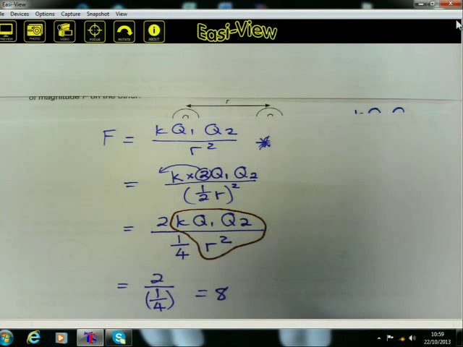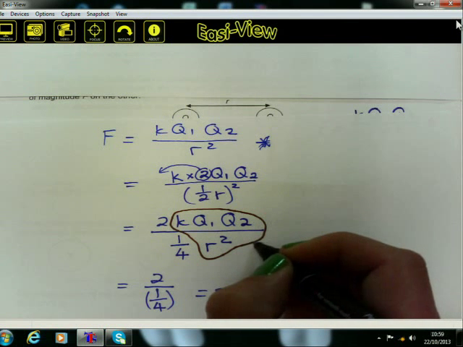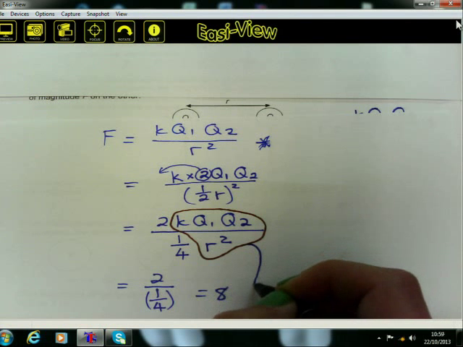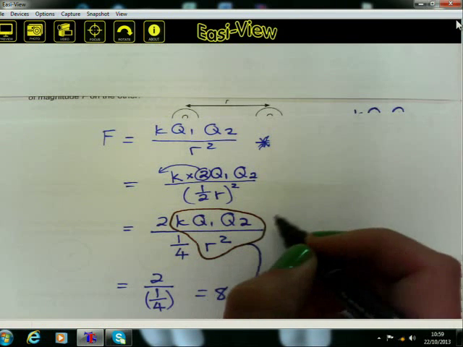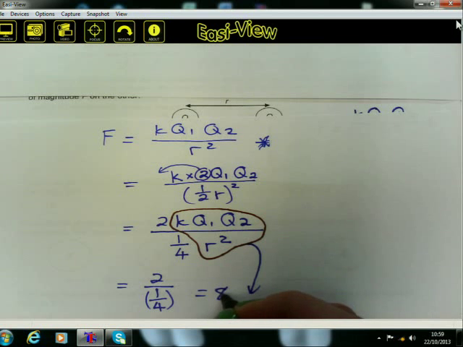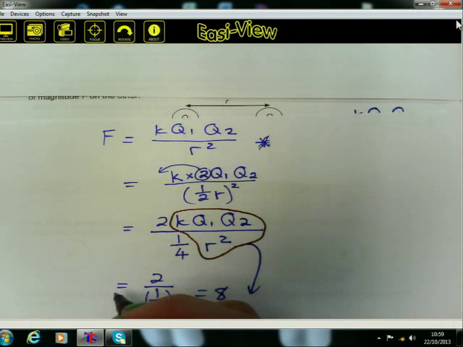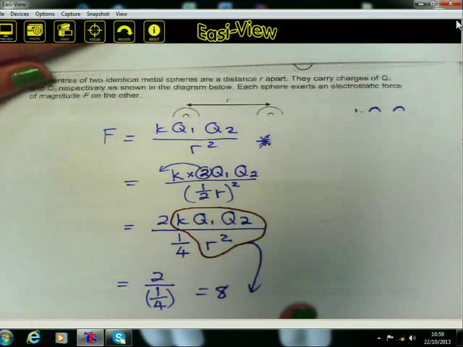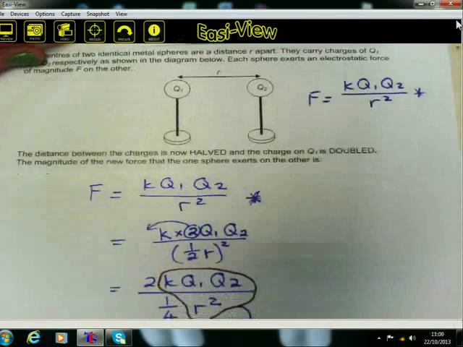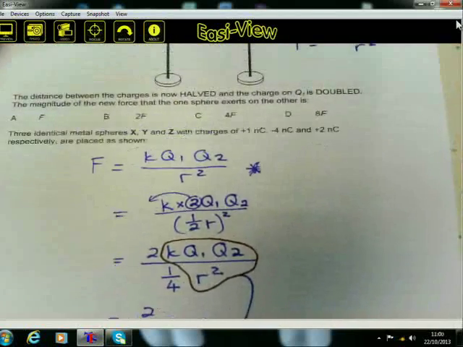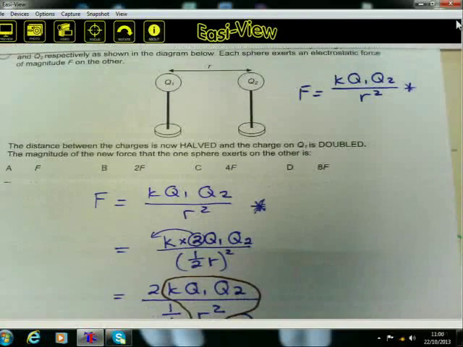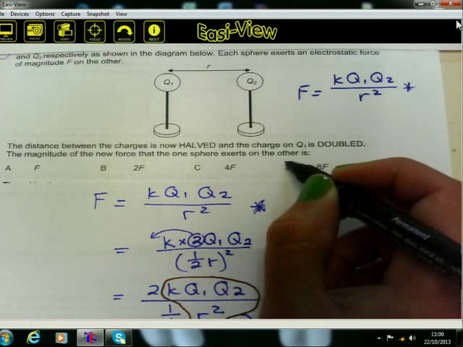Okay? So this value, the original expression, is multiplied by 8. So the force that's exerted becomes 8 times more. And let's see if there's an option that says 8F, and there it is, number D.